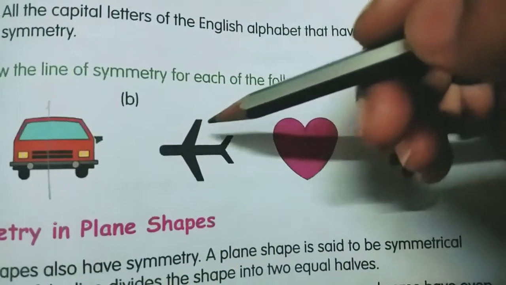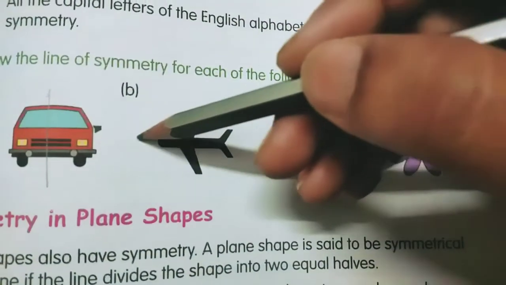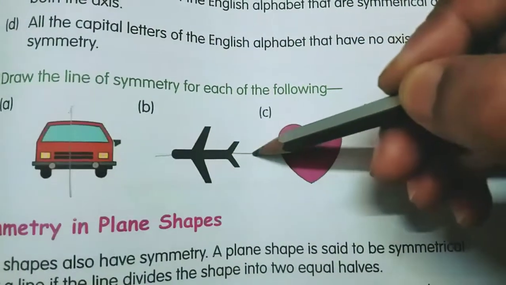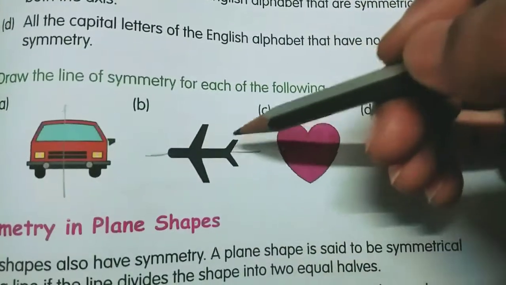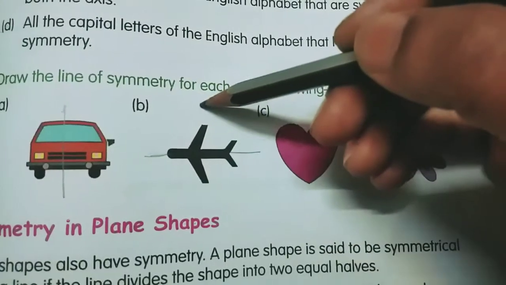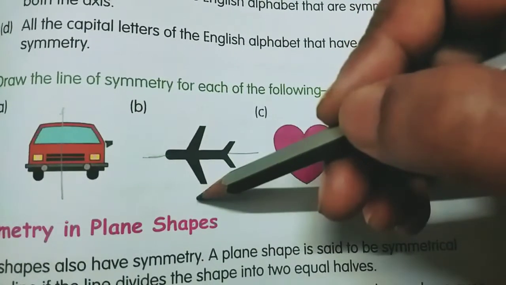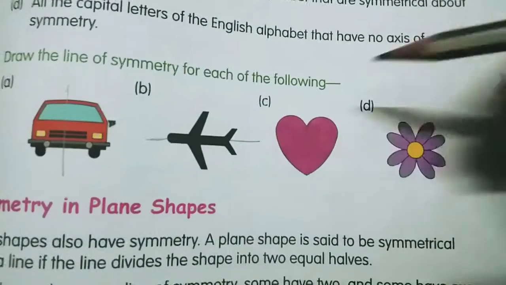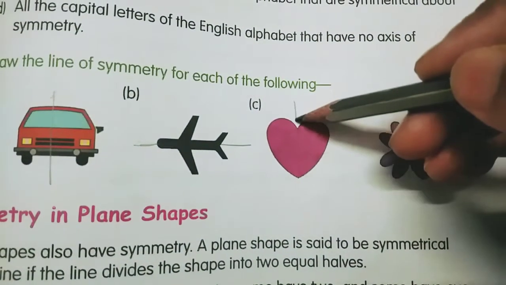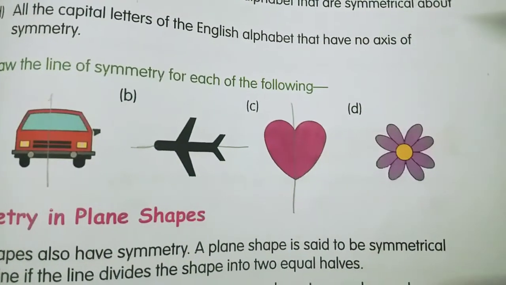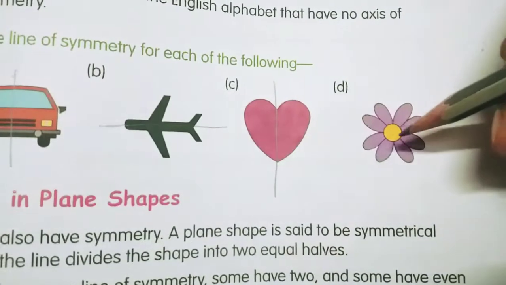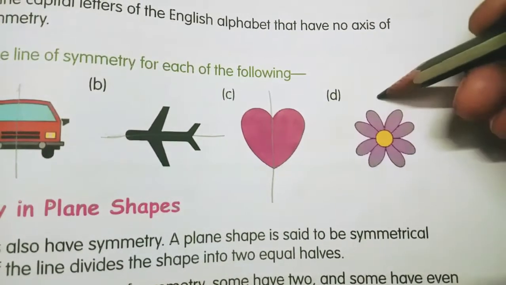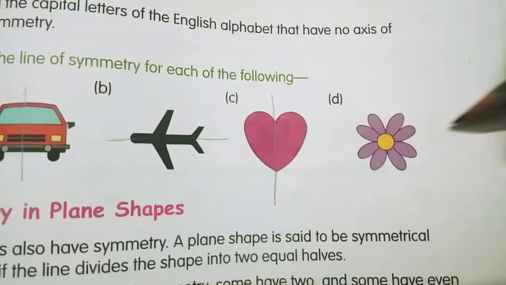Now here you can see this is a picture of a plane. When you divide this along the horizontal axis, it will be divided into equal parts. So it has only a horizontal line of symmetry. You cannot divide it with a vertical line of symmetry. Okay, so it has only a horizontal line of symmetry. Then the heart shape has a vertical line of symmetry. Then here this flower will have both lines of symmetry, vertical and horizontal.